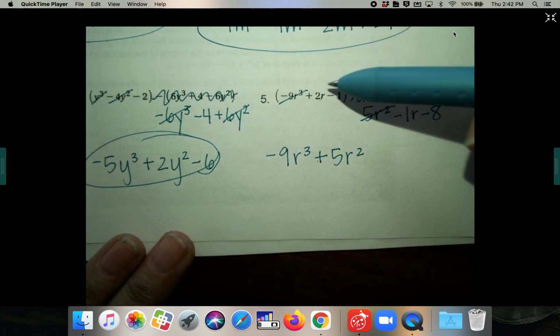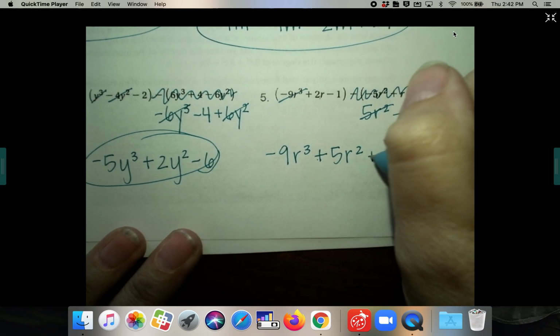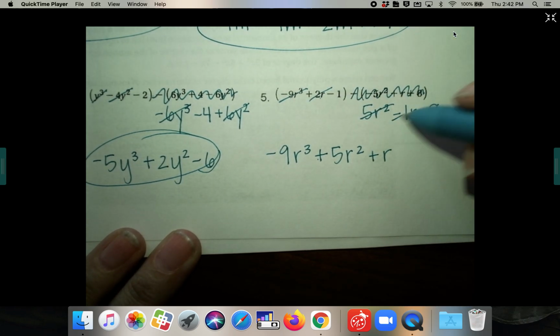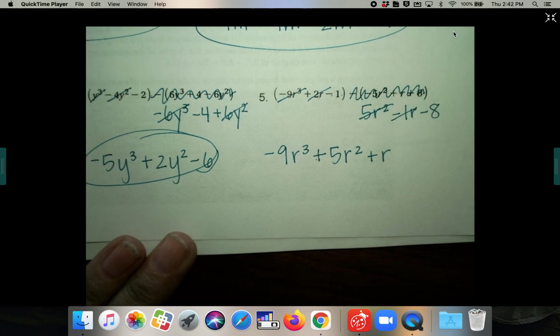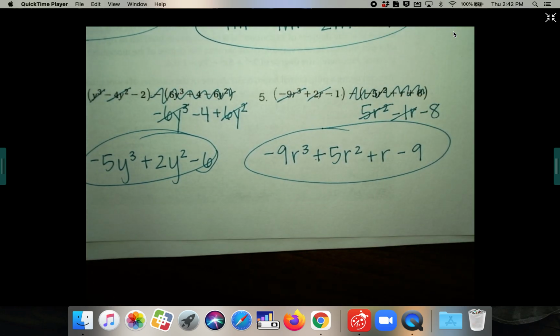These two are like terms. 2r minus 1r is just positive 1r, so just plus r. And then negative 1 minus 8 is negative 9. Use your calculator if you're not sure.